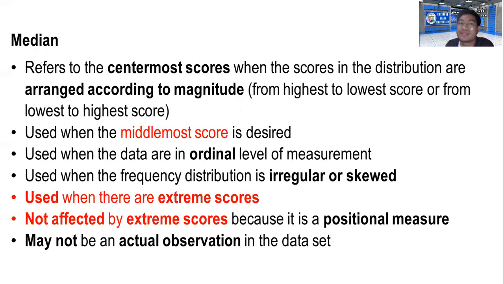The median refers to the centermost when the scores in the distribution are arranged according to magnitude, meaning from highest to lowest or lowest to highest. It is used when the middlemost score is desired, and when the data are in ordinal level of measurement. It is used when the frequency distribution is irregular or skewed, and when there are extreme scores. Usually the median is not affected by the extreme scores because of its positional measure. It may not be an actual observation of the data set.